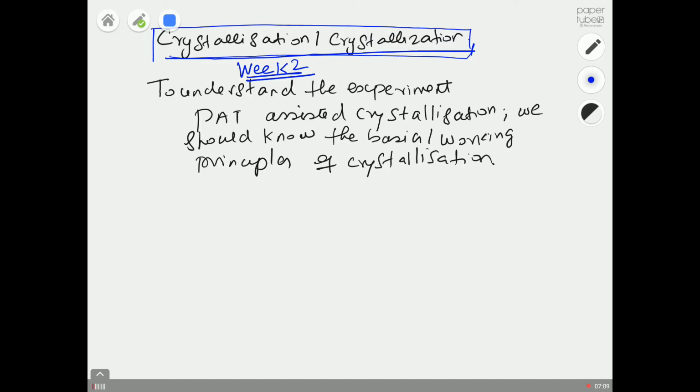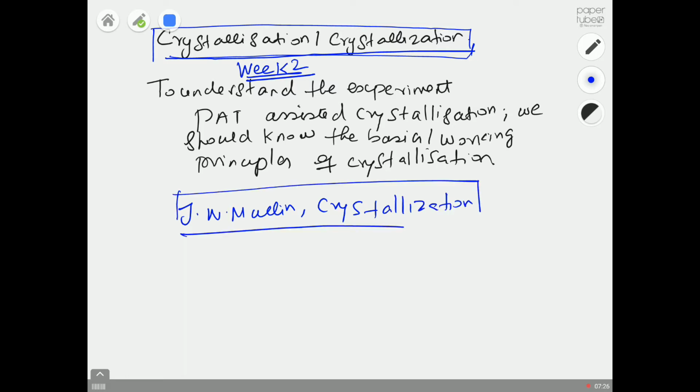I can also mention which book to read. John Mullin. That's the book I have been following for the last 10 years to learn about crystallization, and it's the book I'm using at the moment as well.